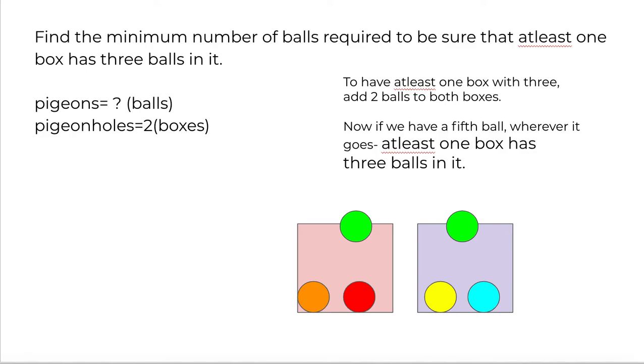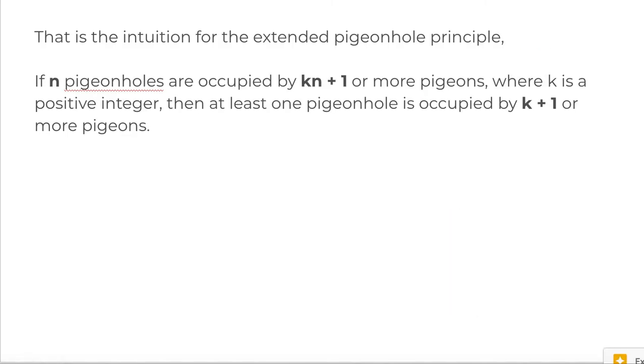So let's try to generalize that. If n pigeonholes are occupied by kn plus 1 or more pigeons, where k is a positive integer, then at least one pigeonhole is occupied by k plus 1 or more pigeons. So in the question I needed at least one pigeonhole to be occupied by 3 or more pigeons, and there were 2 pigeonholes. So the minimum number of pigeons that I required was 2 times 2 plus 1, that is 5.